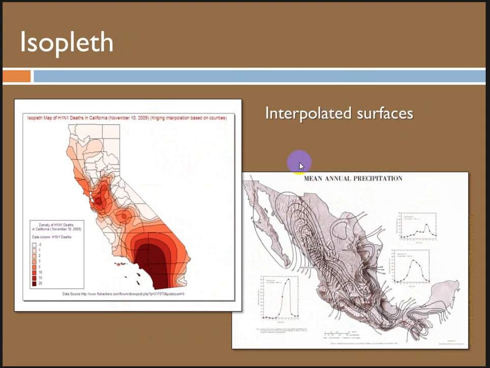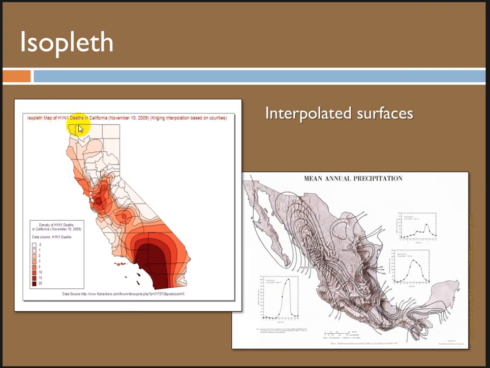Isopleth, you do generally have to interpolate the surface. So when we're dealing with precipitation, we have weather stations scattered around here where we have known values. Interpolating means we have to create new data points between known data points. And then we can create these isopleth or isotherm or whatever you want to call them lines, connecting places of equal precipitation, and then we can go to places where we don't have known values and estimate or interpolate those values.